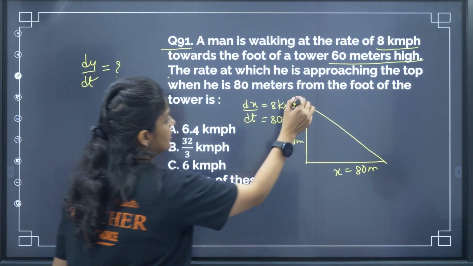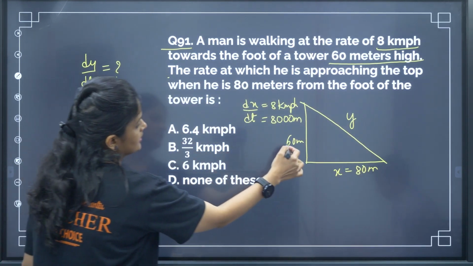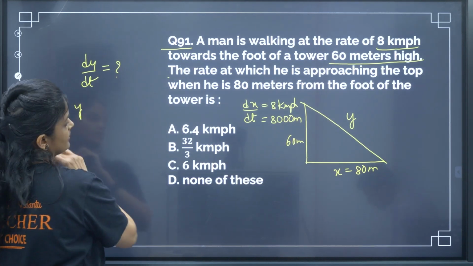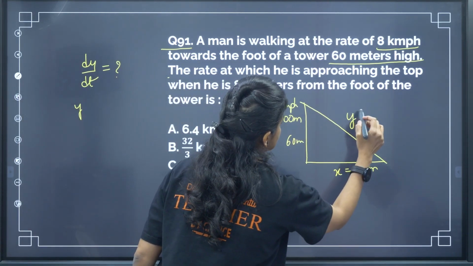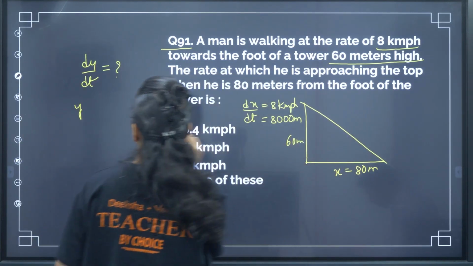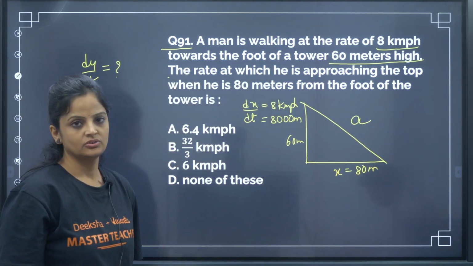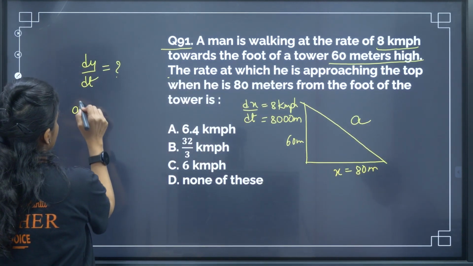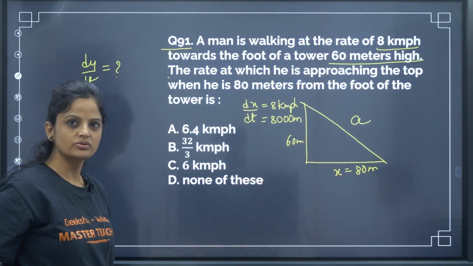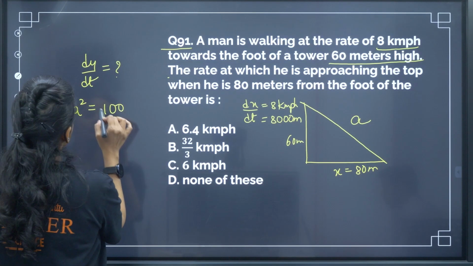So we need this hypotenuse. On calculating that you will get 60 square and 80 square. I'll take this as a, let it be some constant, otherwise many students will get confused. I don't take it as y. So let it be a. That hypotenuse I have to get, and if I take 3600 and 6400, I will get 10,000, so the value of a will be 100.